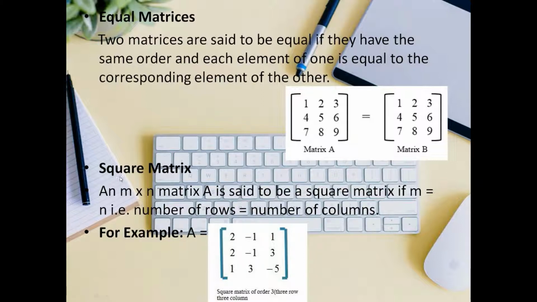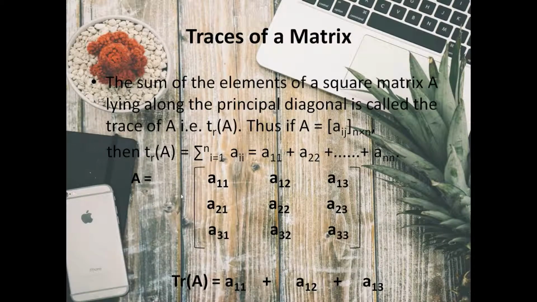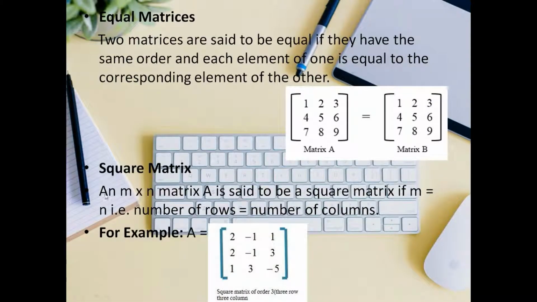In the next part we have a square matrix. An m cross n matrix A is said to be a square matrix if m equals n. That is, the number of rows in the matrix should be equal to the number of columns in the matrix. As in the example, it has 3 rows and 3 columns. Okay, so this is basically the example of a square matrix.